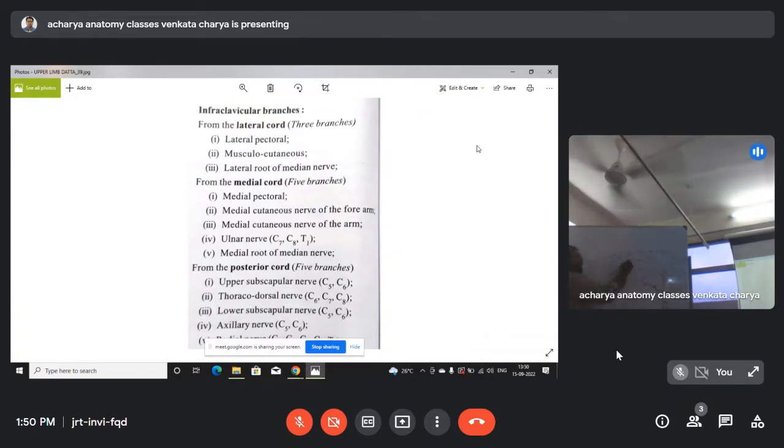Then the upper trunk gives 2 marks questions, the S and S branches. SS Rajamouli. SS. So one is the suprascapular nerve. Another one is the subclavian nerve. Suprascapular nerve is 2 marks. Subclavian nerve is 2 marks.